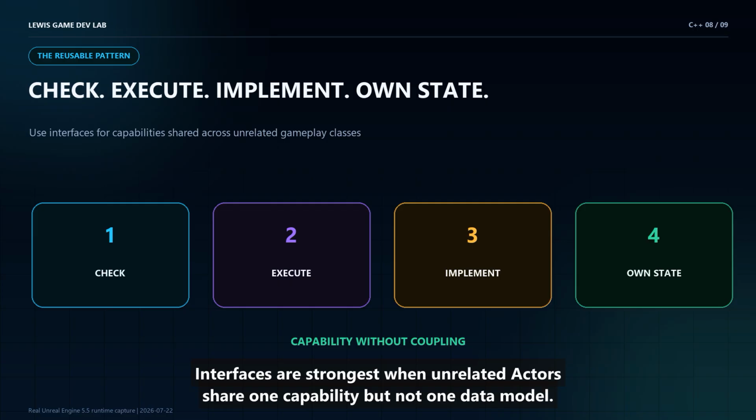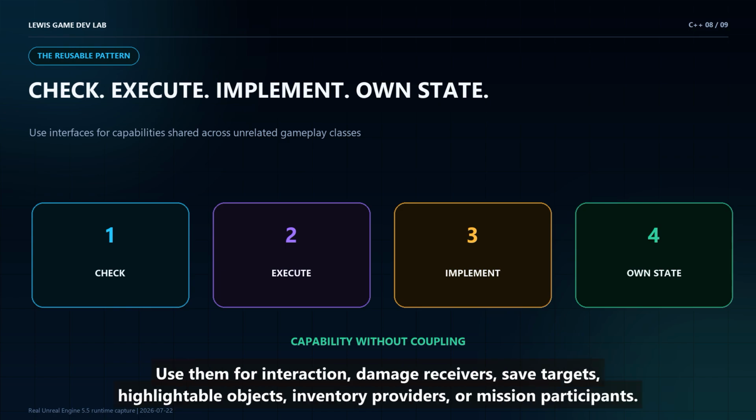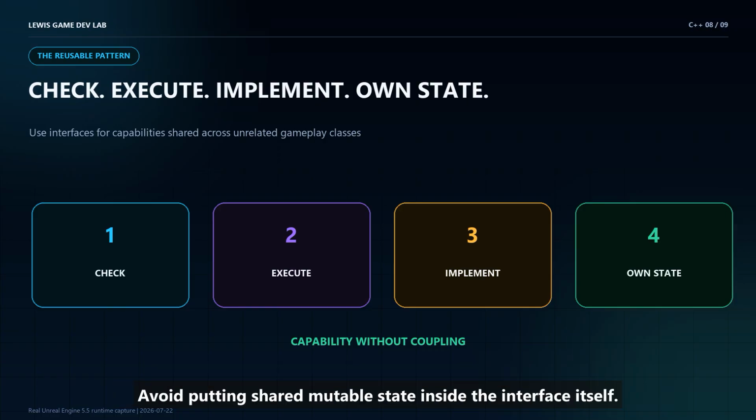Interfaces are strongest when unrelated actors share one capability, but not one data model. Use them for interaction, damage receivers, save targets, highlightable objects, inventory providers, or mission participants. Avoid putting shared mutable state inside the interface itself.